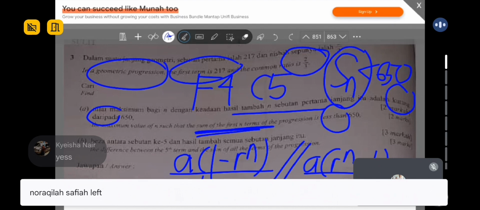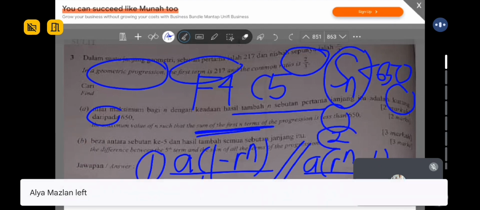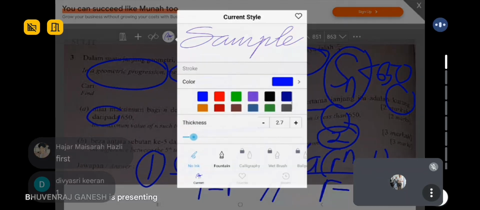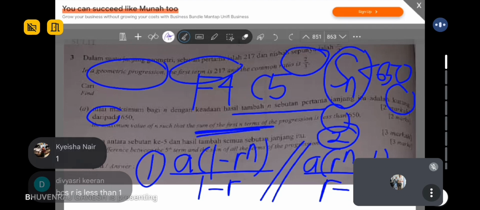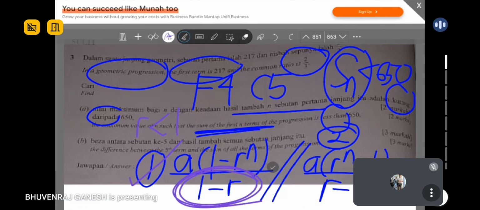Okay guys, so for this question, kamu akan pilih yang mana? Yang pertama ataupun kedua? Which one? What will you choose? Okay, some more? What do you all say the rest? Which formula? Okay, very good. Okay, the answer is number 1 guys. Okay, why number 1? Because my R value is less than 1. Okay, nilai R saya kurang dari 1. So maksudnya saya kena guna 1 tolak R. Yes, very good. Okay, so the answer is number 1.